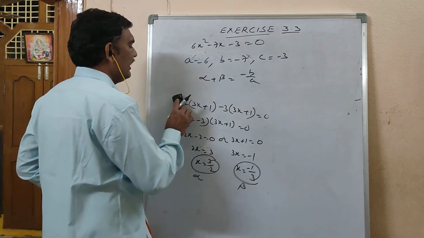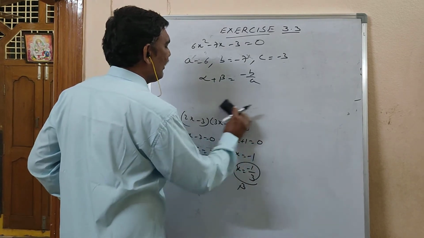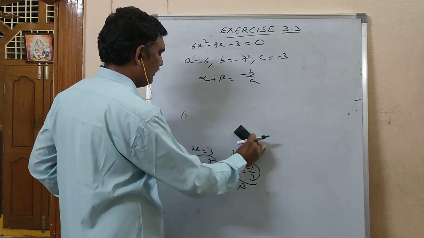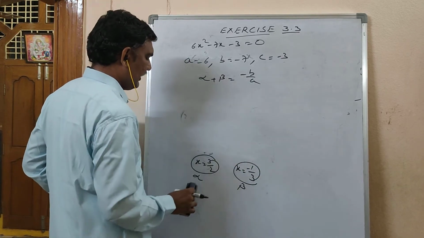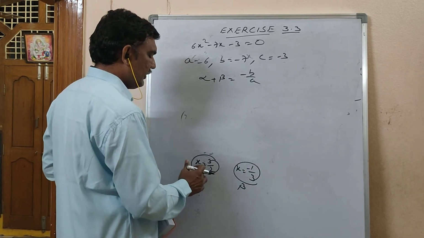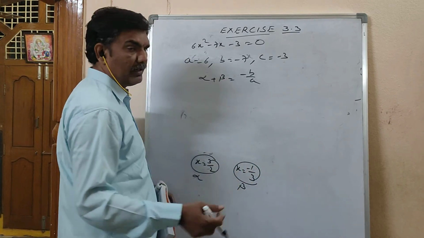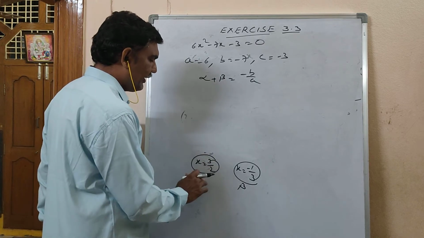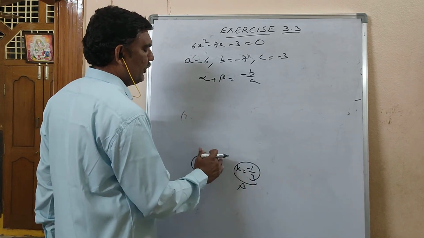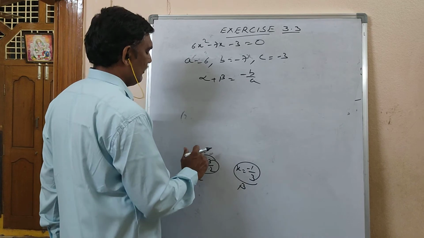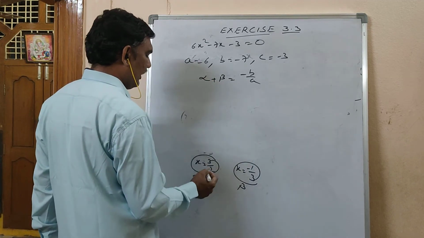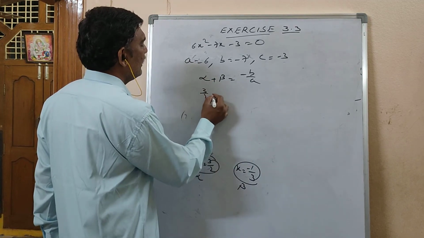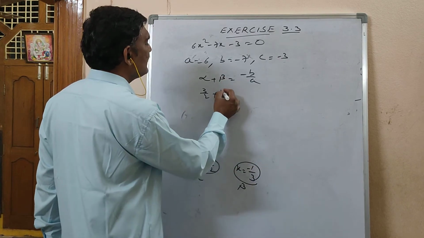So here, in place of alpha, what do I have to write? What is alpha? How much did I get here? 3 by 2. See, you can assume alpha as minus 1 by 3 also. No need that the first one should be alpha. Alpha means 3 by 2 only, not necessary. You can take this as alpha, this as beta. So alpha, if I assumed 3 by 2, then beta becomes minus 1 by 3.